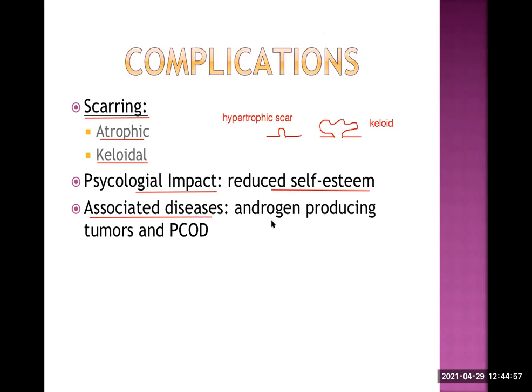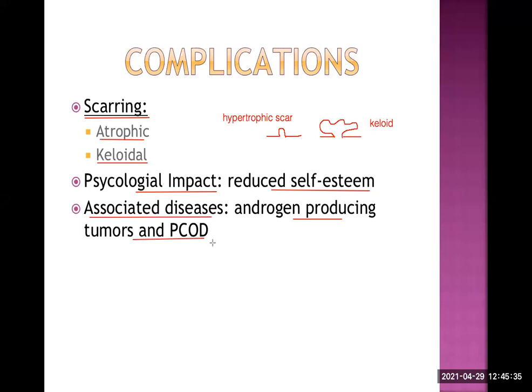Some complication may occur because of the associated disease like androgen producing tumor and PCOD, or polycystic ovarian disease. In polycystic ovarian disease, there is hirsutism. You all know that. Hirsutism is very common. It may be a situation where there is insulin resistance as well. Insulin resistance, and because of that, even type 2 diabetes may develop. The person is obese, or obesity is there. The person is infertile. It is an important cause of infertility.